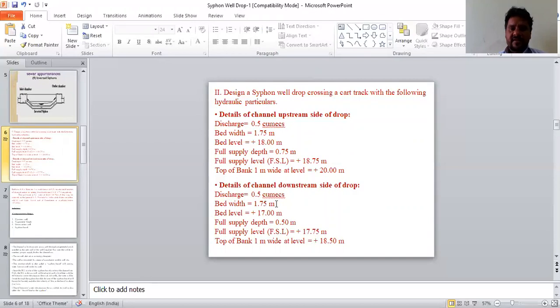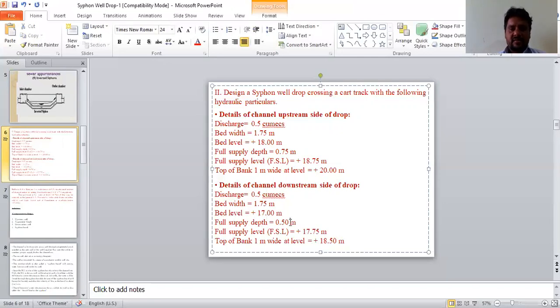Bed width is 1.75, so the same bed width. Bed level is different. See, bed level here is 18 and here is 17, so minus 1, right? So full supply depth is 0.5 and here is 0.75. So upstream is somewhat higher and downstream is somewhat lower, right? 0.25 is lesser than that.